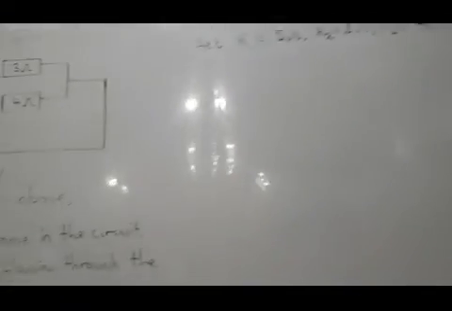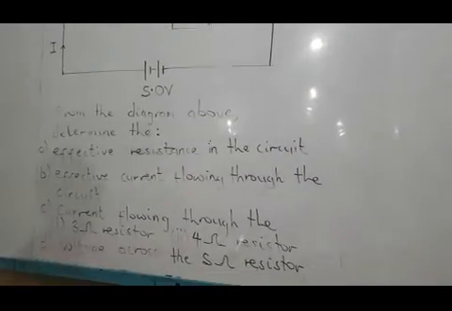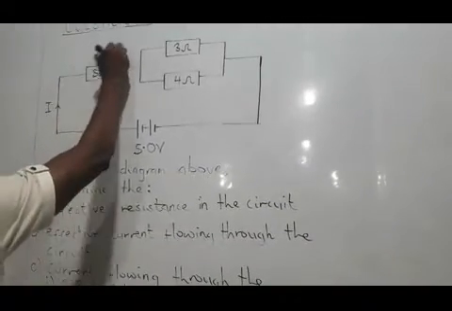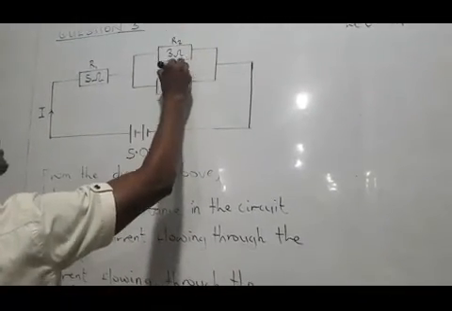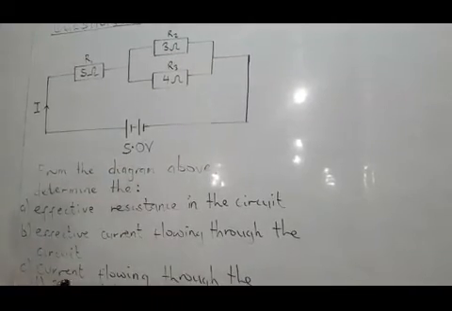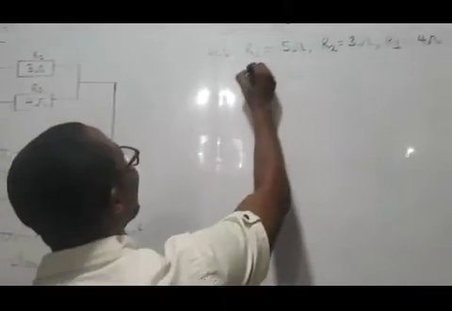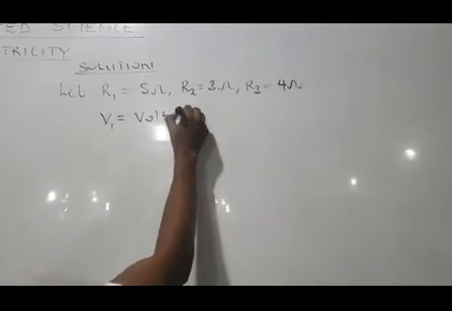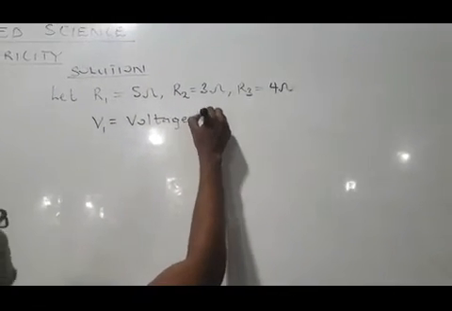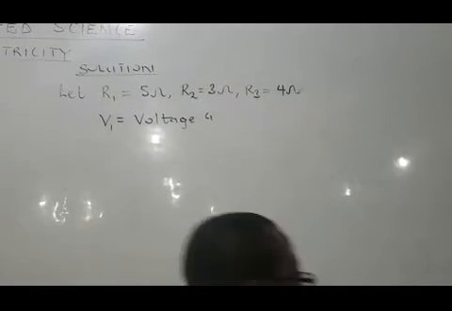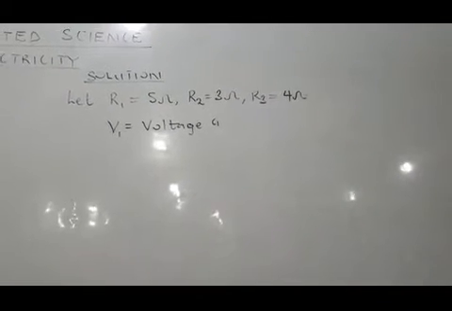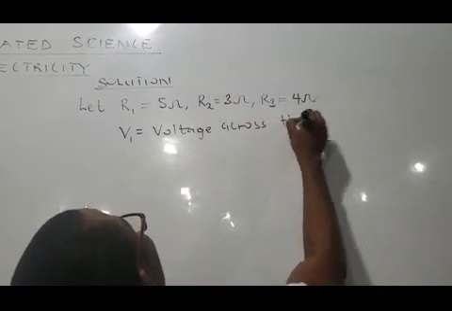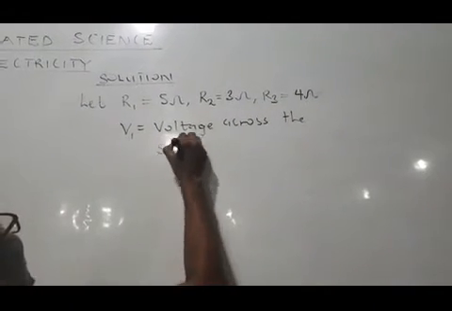As part of question 2, you're supposed to find the voltage across the 5 ohm resistor. Our 5 ohm resistor is what I've labeled as R1. So this is R1, this is R2, and this is R3. Let's say V1 equals the voltage across the 5 ohm resistor.